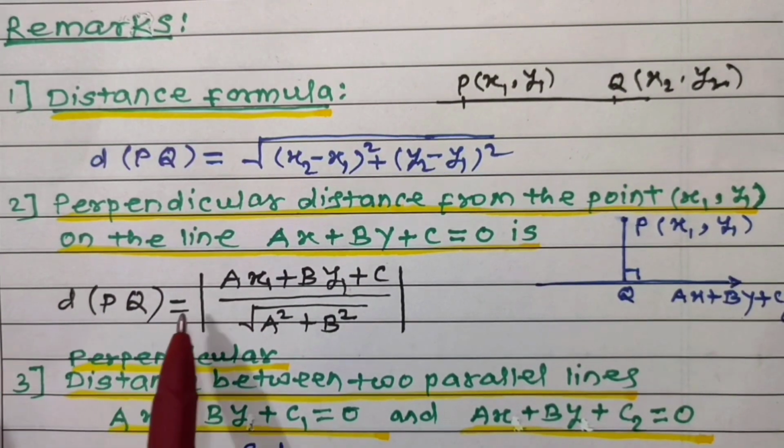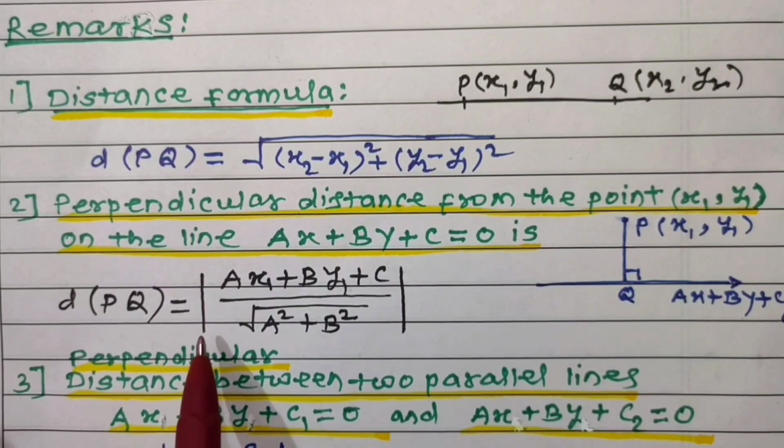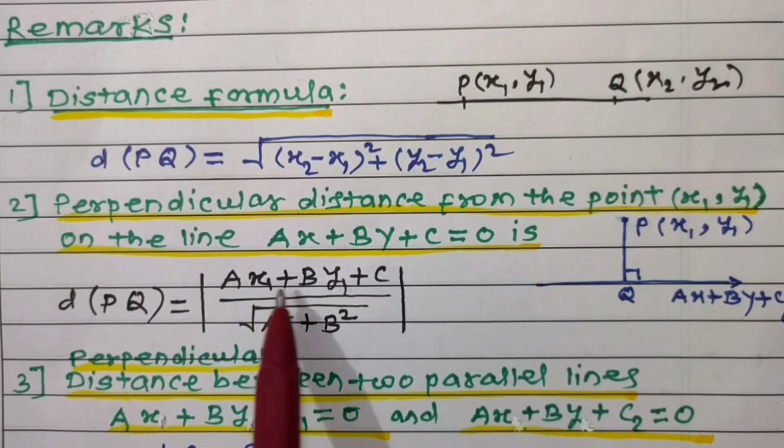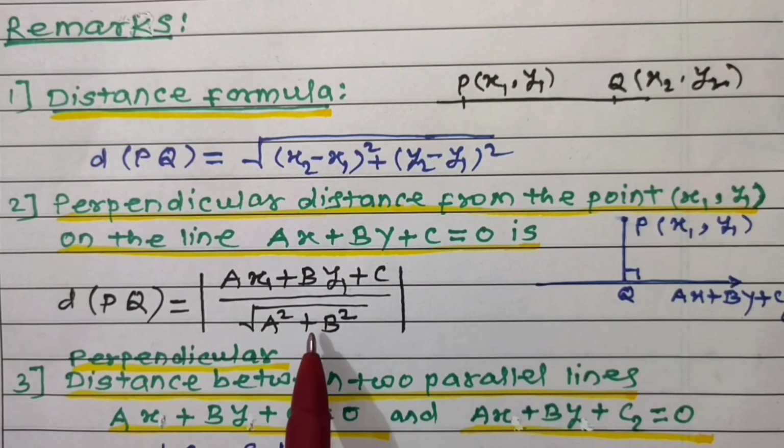distance PQ is equal to, in modulus sign means distance is always positive, so we are putting here modulus sign, ax1 plus by1 plus c divided by square root of a square plus b square.